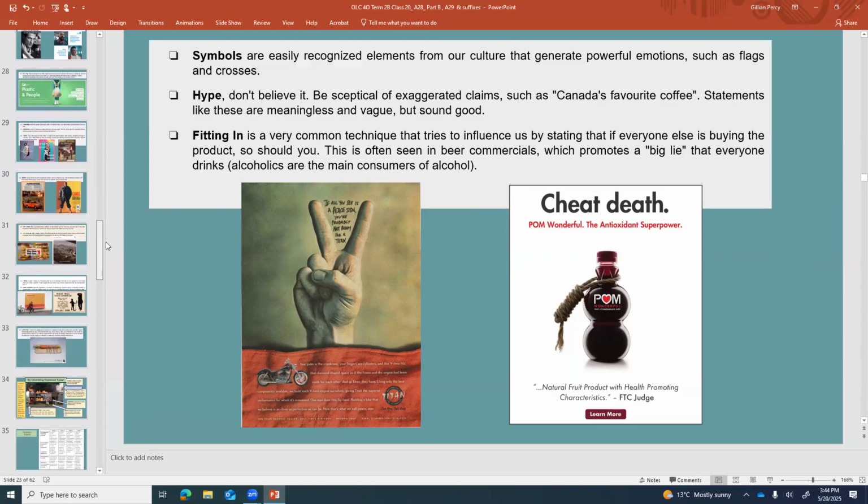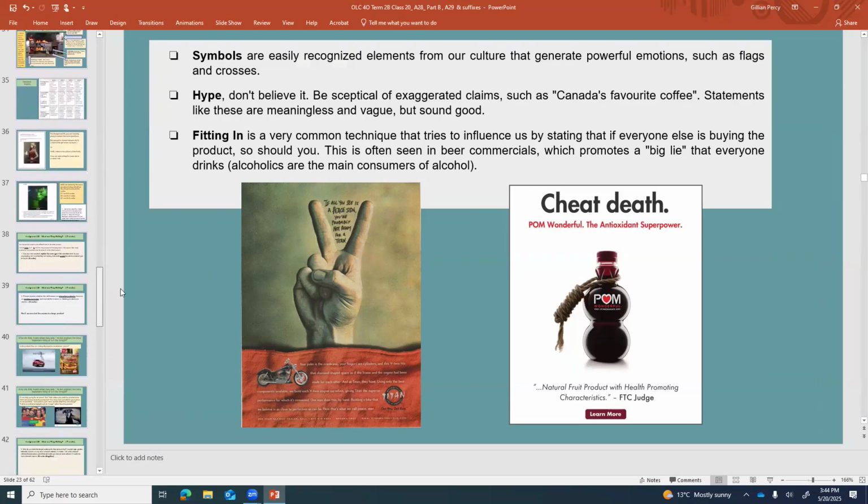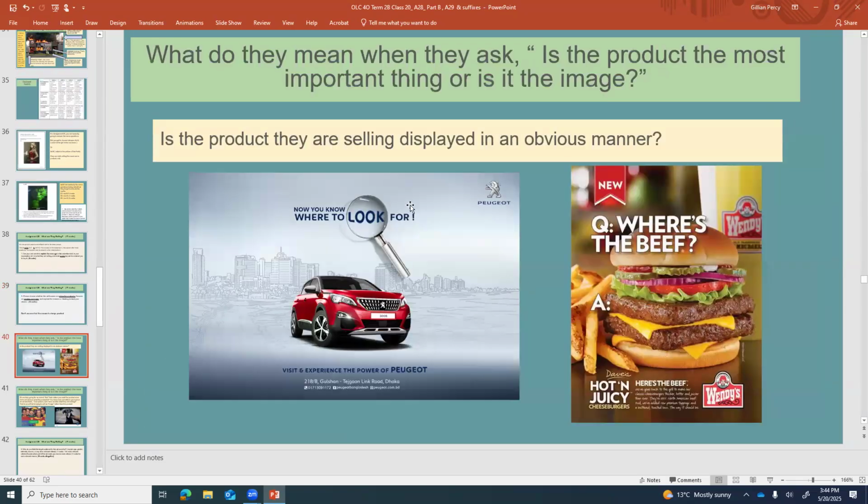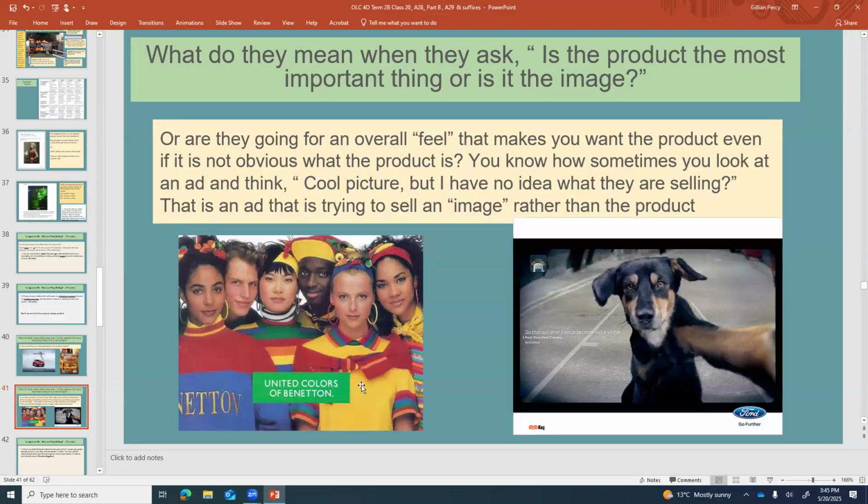So really think about that. Don't assume, okay, yeah, they're selling the product automatically. Really think about it, okay? And explain why you think that. Like I said, is the product being sold in an obvious manner? So here, Wendy's, it's a great big picture of the hamburger. Yes, they are selling the product. Here, great big picture of the car. They're selling the product. But here, now this is tricky.